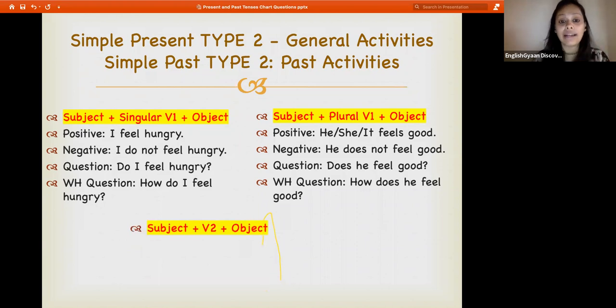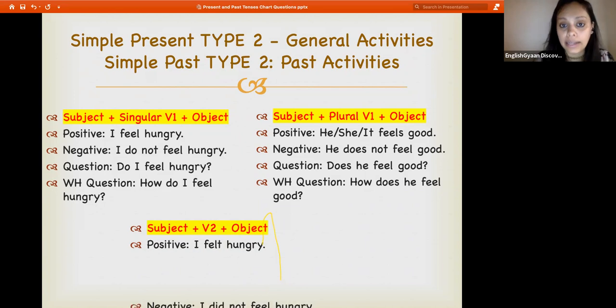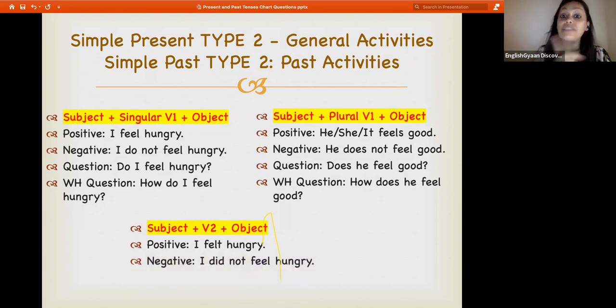And in simple past type 2, we make use of subject plus V2 plus object. I felt hungry, past tense. I felt hungry. मुझे भूख लगी थी. मैं hungry feel कर रही थी. I felt hungry. If you want to make it negative in the past tense, I did not feel hungry. So negative में you will use did not for the negative in simple past.